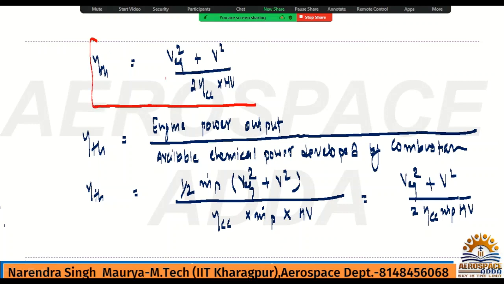Sometimes the source is required to know actually. What is the source? That source you should know. In between steps you can skip, no problem, but at least the source you should know. This is the source. All right, fine. This is thermal efficiency. In the same way we can go for the propulsive efficiency.